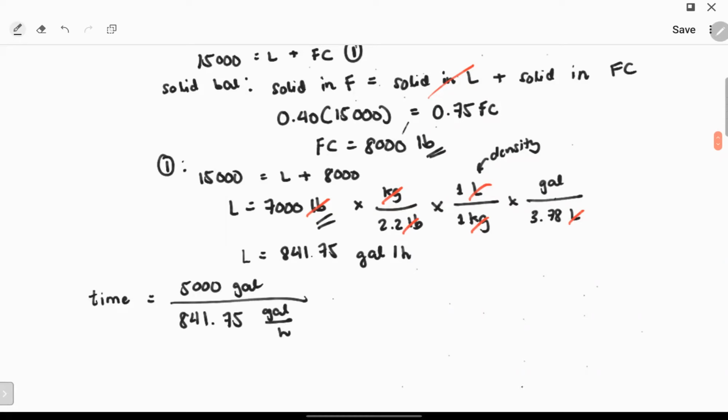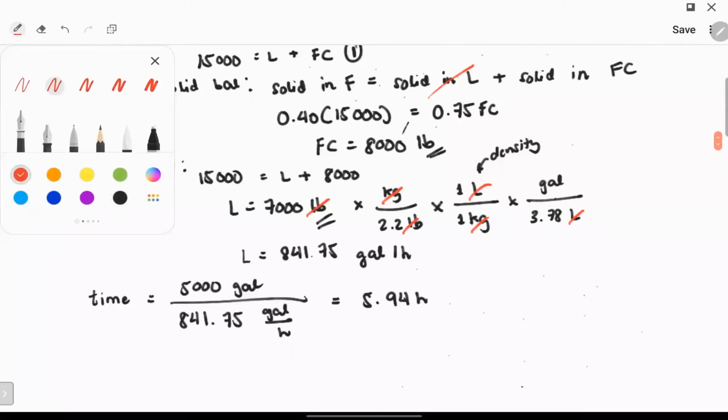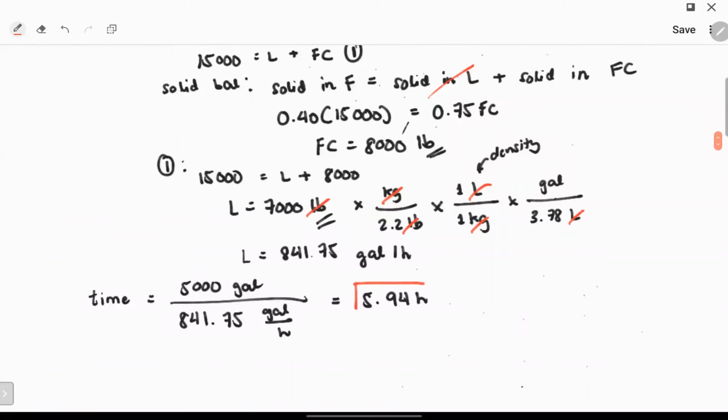So if you do this, you will be able to solve the time required to collect that amount or that volume of filtrate, which is 5,000 gallons, is 5.94 hours. So this is the final answer. Okay, we have satisfied the requirement of the problem.